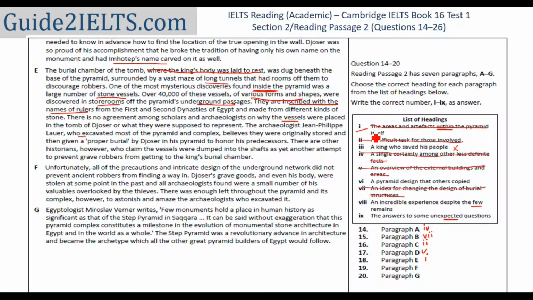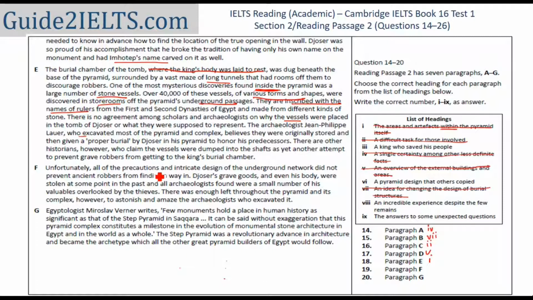Let's start with paragraph F now. Unfortunately, all the precautions and intricate design of the underground network did not prevent ancient robbers. Joseph's grave goods and even his body was stolen at some point. All archaeologists found were a small number of valuables. There were enough left throughout and its complex to astonish and amaze the archaeologists. So certainly not king who saved the people, not a design that was copied, but there were few remains. Most of the things were stolen, but whatever remained was incredible. It was astonishing and amazing. So the answer would be 8th, and I'll cross this one out.